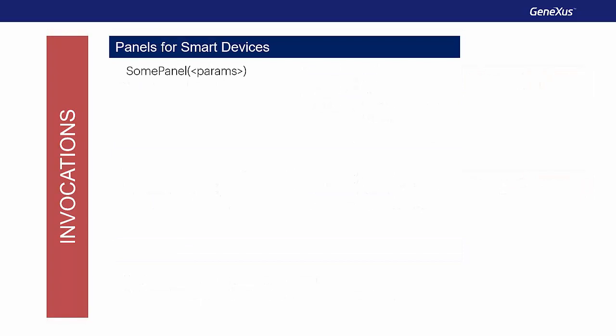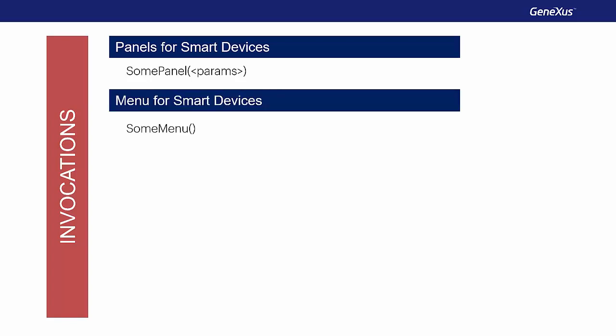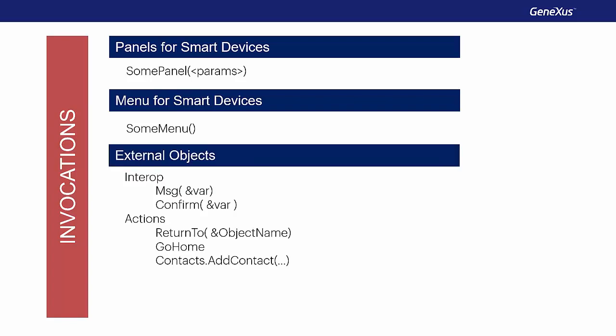In addition, we may want to call panels for smart devices objects, which are a bit more flexible than work with screens. Or, we could also call a menu for smart devices, or use some of the features provided by APIs. This could include displaying a message on the screen, asking the user for confirmation to continue, returning to the indicated object or to the app's main object, adding a contact to the contact app of the device, and so on.